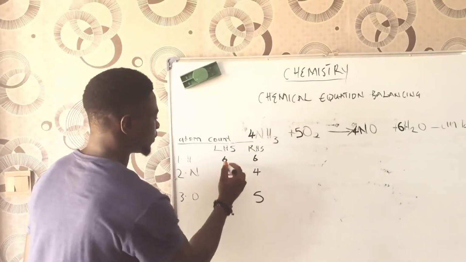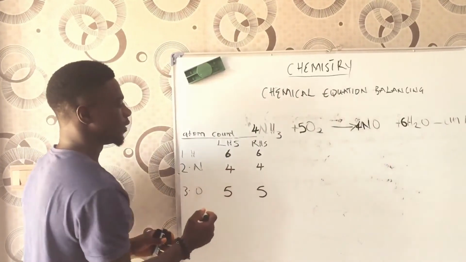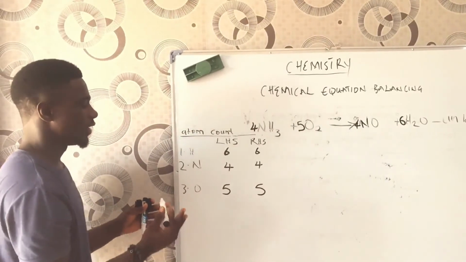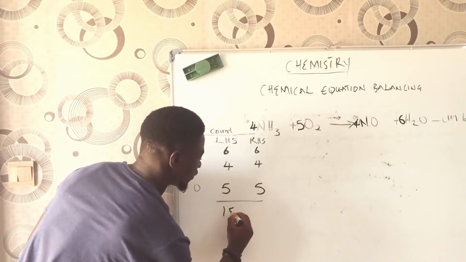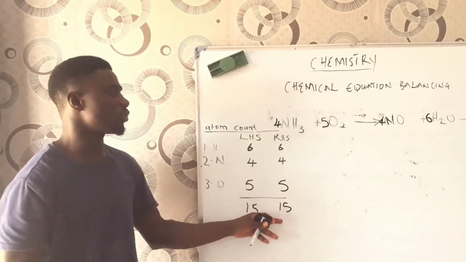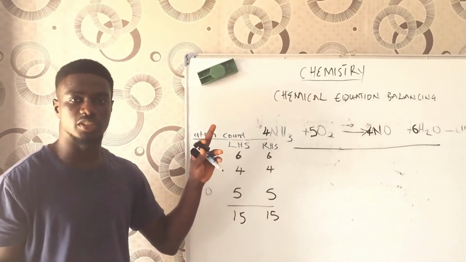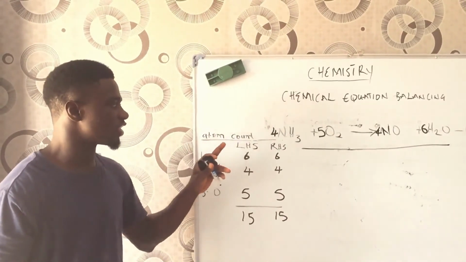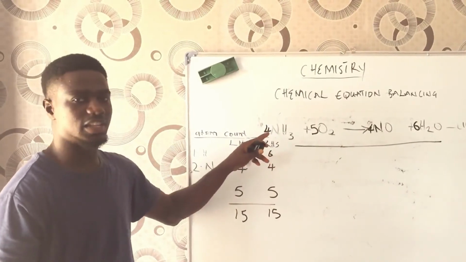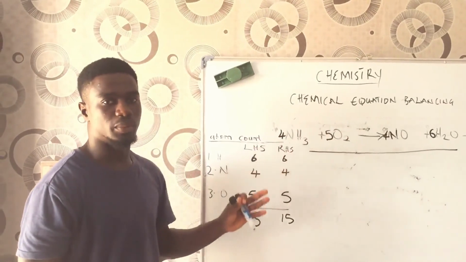If you add this, you find out that we are having 6 plus 4. 6 plus 4 is 10, right? Then 10 plus 5, which is 15. So we're having 15 on the left hand side and 15 on the right hand side, which means this equation is now balanced. This corresponds to the first law, the law of conservation of mass, and the second law, which is that we did not alter any of the elements, rather we balanced it. That's the only way of balancing a chemical reaction. You add numbers to balance it properly.